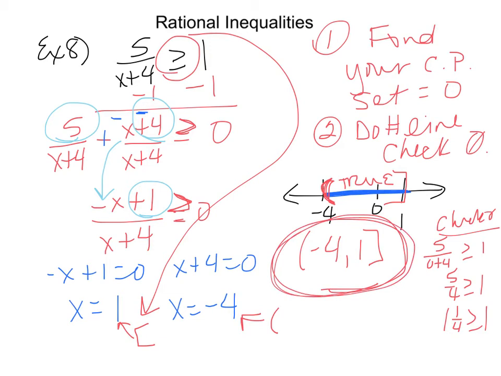So whenever you have rational inequalities, remember parenthesis for the denominator, and if it was not an equal to sign, then you would have your parenthesis. Good. So the symbol for the numerator goes with the symbol in the problem. The denominator, always parenthesis. There we go. Okay, let's try one more of these guys.